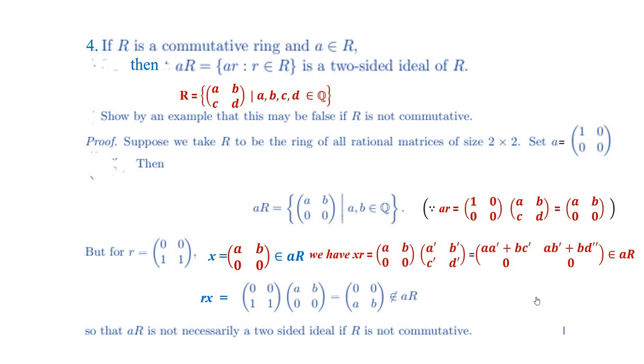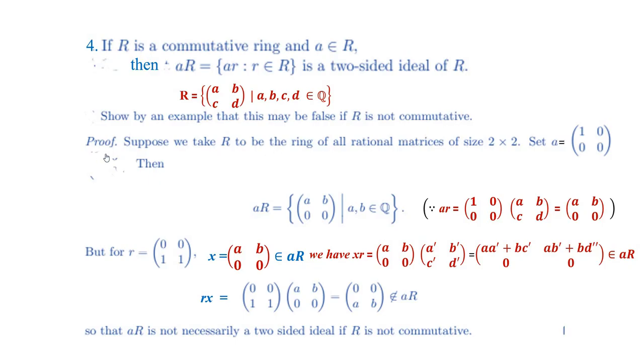In this video, we are going to have some more solved problems from section 3.4 of Topics in Algebra by Herstein. Now, in the fourth problem, we have already seen that if R is a commutative ring and a belongs to R, then this collection aR, which is the set of all ar, where r ranges over capital R, is a two-sided ideal of R.